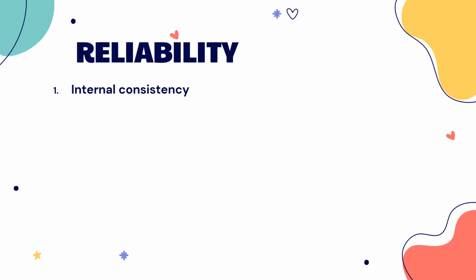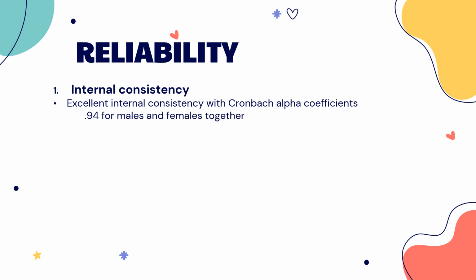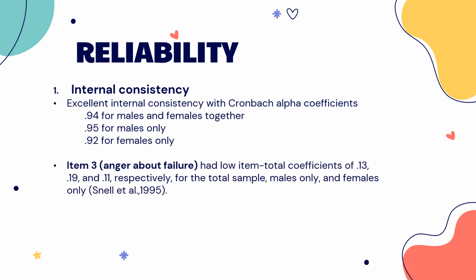Reliability. Internal consistency. Excellent internal consistency with Cronbach alpha coefficients: 0.94 for males and females together, 0.95 for males only, 0.92 for females only. Item 3, anger about failure, had low item-total coefficients of 0.13, 0.19, and 0.11, respectively, for the total sample, males only, and females only. Snell et al. 1995.